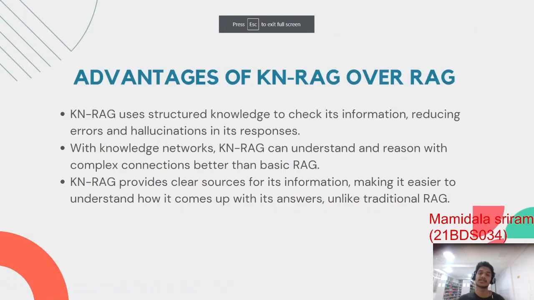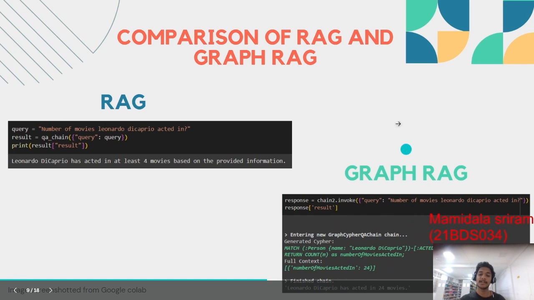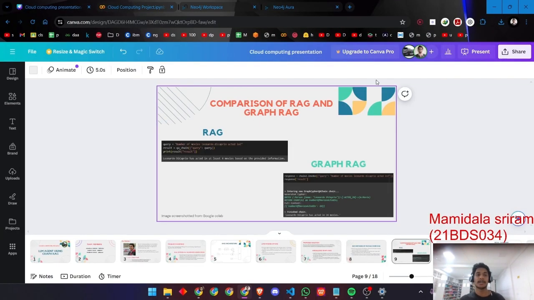Advantages of graph RAG: it structures the data, which reduces hallucinations, and provides proper reasoning on how the data is retrieved, making it easier to understand how it comes up with such answers, unlike RAG. Comparing with RAG, RAG just gives us a basic answer and we don't know its source or anything, but graph RAG provides the whole context on how it derived the data, because it is very structured in a graph format.